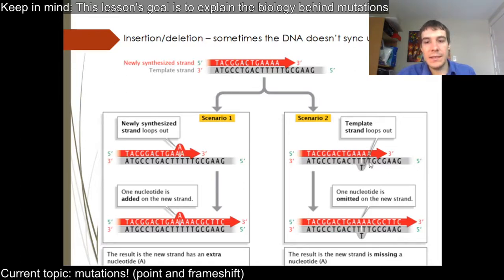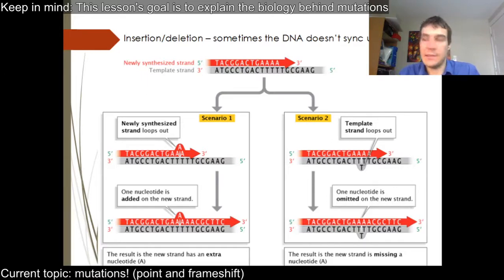If it's the template, the one that's getting read, that loops out, then that T is lost, right? It never gets copied in the new strand. So you can gain one or lose one, and this is how new DNA actually can get into the sequence. This is much more serious because it's actually changing the length of the DNA. So if it happens in the wrong place, it'll change the gene completely.